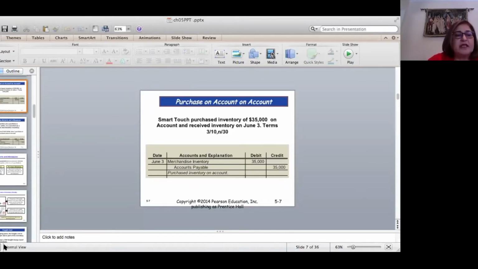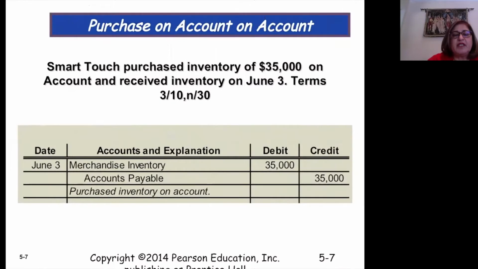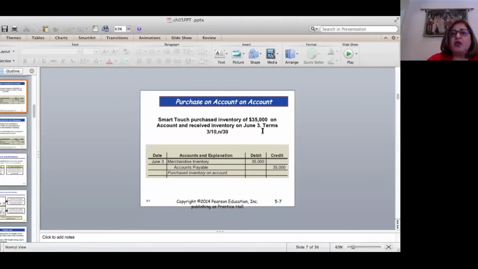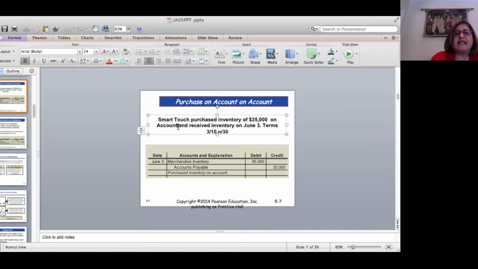Okay, so in this transaction, we purchased inventory on account, which, how do we know it's on account if they don't tell you on account? However, they give you the terms. A lot of times that's what's going to happen. We say Smart Touch purchased inventory of 35,000 and received inventory on June 3rd, terms 3/10, net 30.